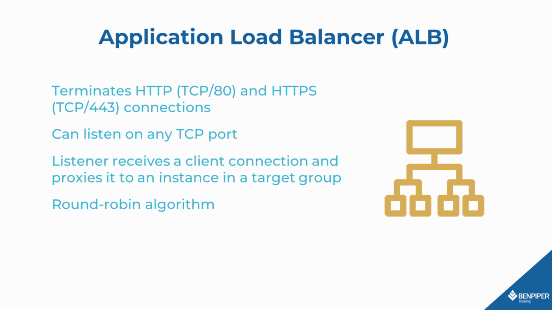An ALB listener receives a connection from a client, and it proxies that connection to an instance in a target group using a round-robin approach. The ALB can monitor the health of the target instances and remove from the target group any instances that are unhealthy. For example, if the application on one instance crashes, the ALB can detect that and remove that instance from the target group so that it stops forwarding traffic to the failed instance.